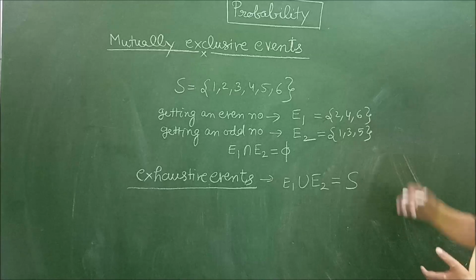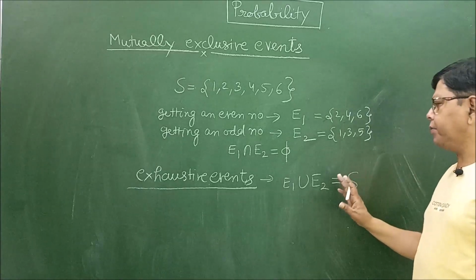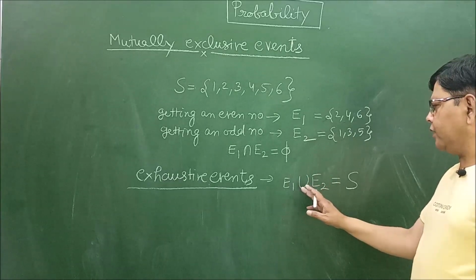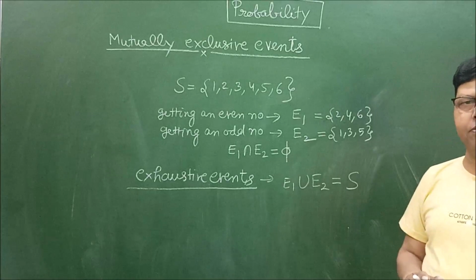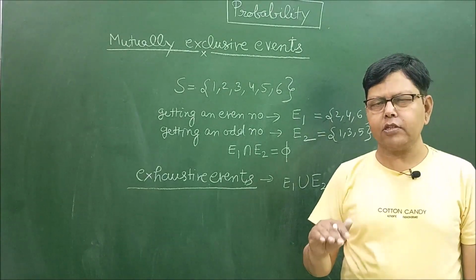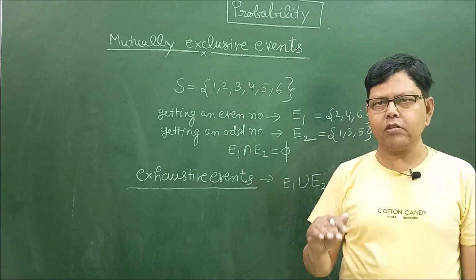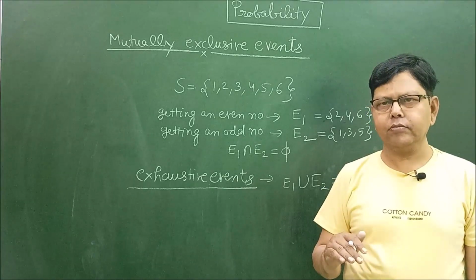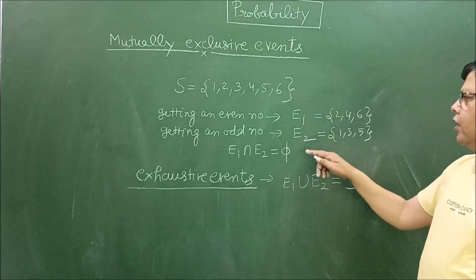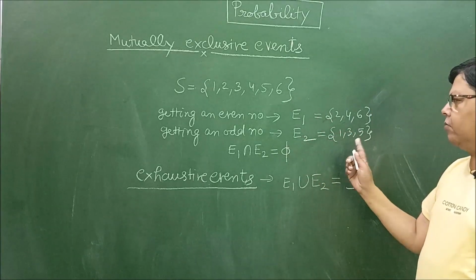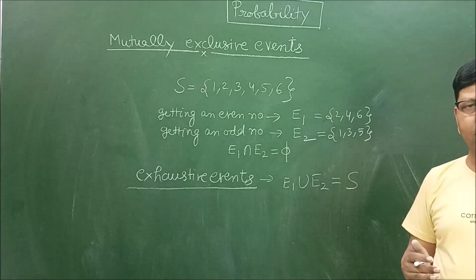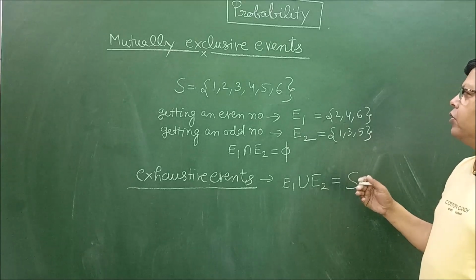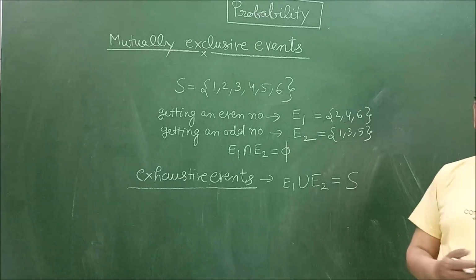And if both the properties are there, meaning pairwise there is no element common, and on finding the union of the events you get the sample space, then the set of such events is called mutually exclusive and exhaustive. So in this case, these two events, getting an even number and getting an odd number on throwing a die, are a mutually exclusive as well as exhaustive set of events.